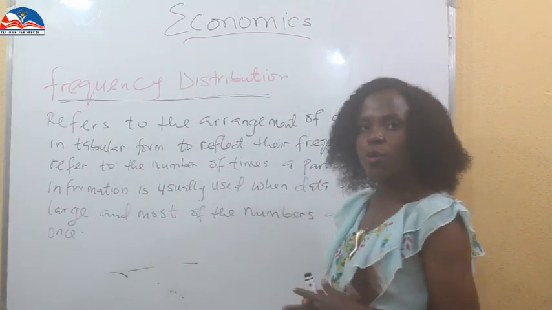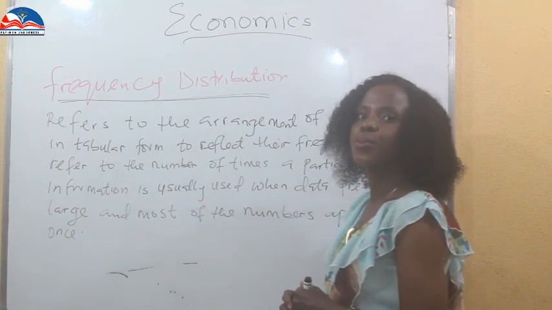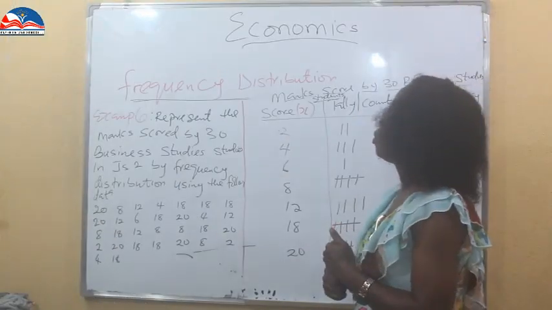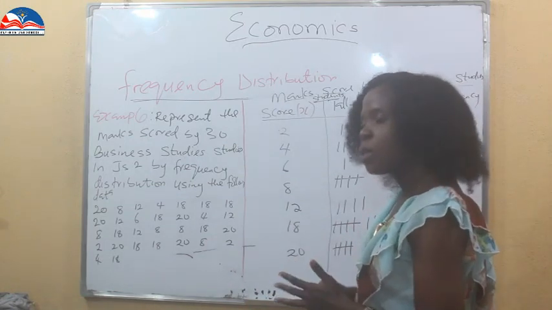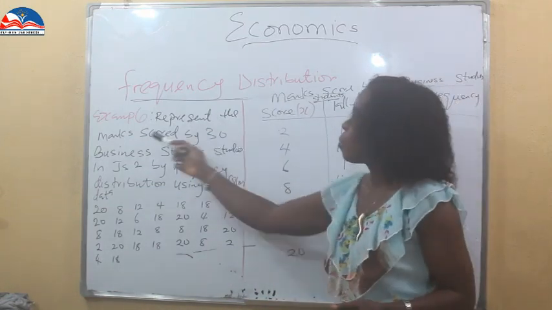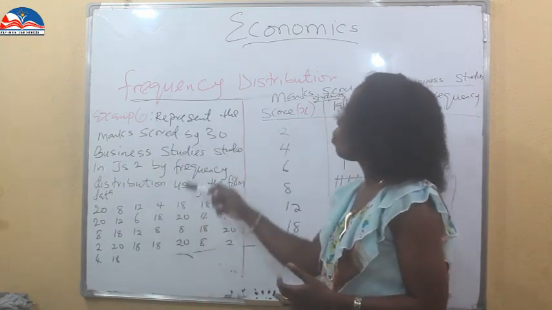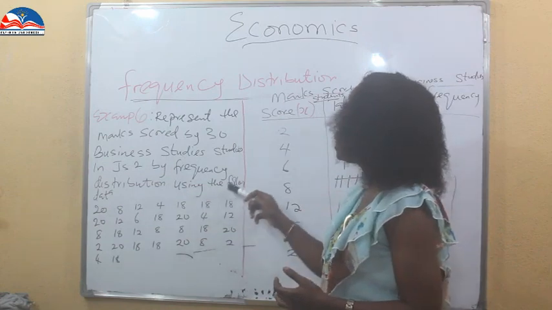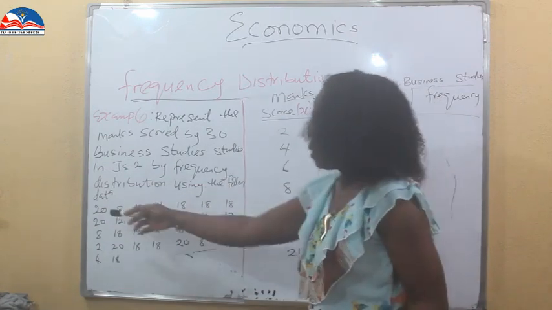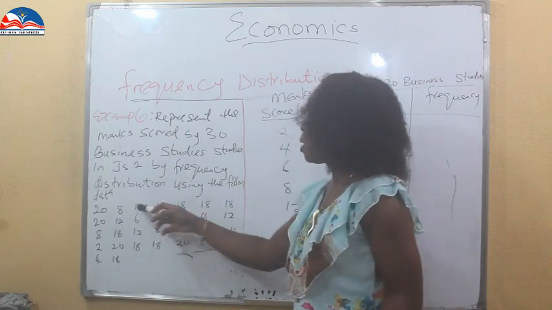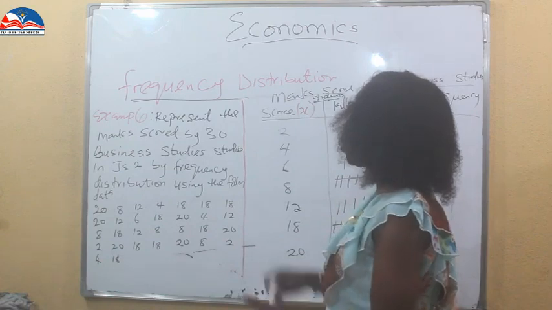You saw how we solved the histogram. Now let's see an example on frequency distribution. Let us use this example to explain what frequency distribution is. The question is: represent the marks scored by 30 business studies students in JS2 by frequency distribution using the following data. This is the data. These are what they scored. 28, 12, 4, 18, 18, 18. Just like that. But it will be 30.